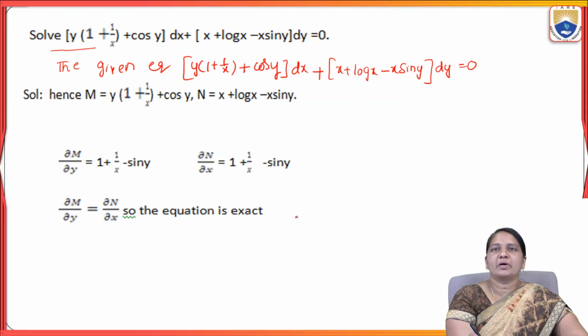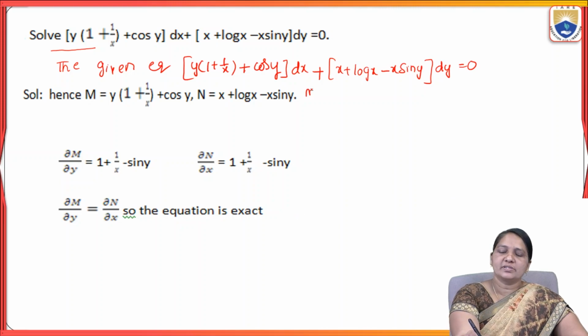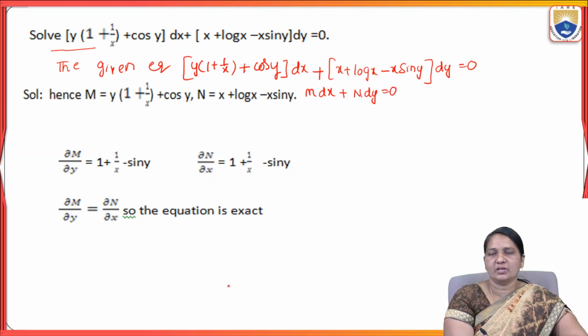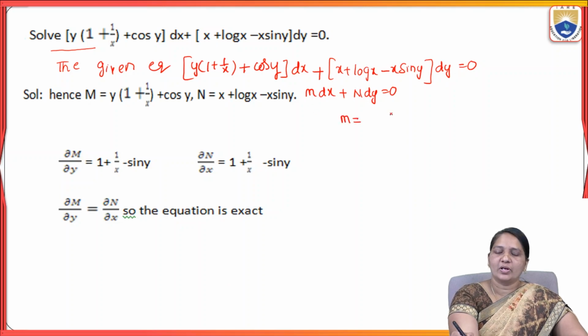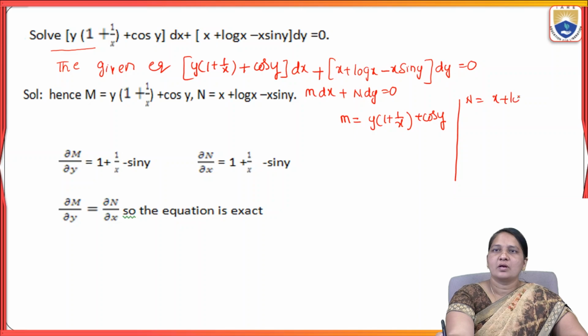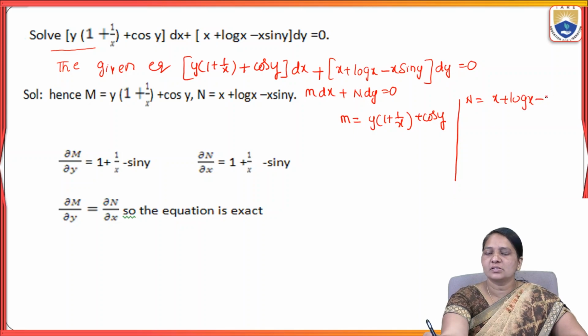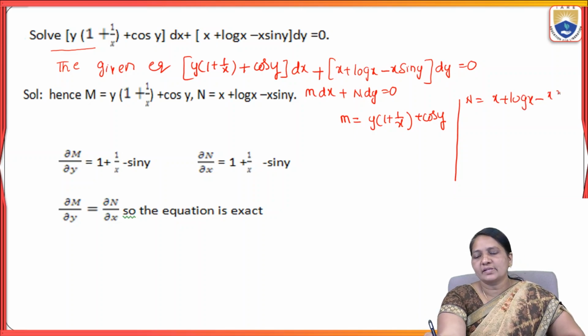Now we are going to compare with the general form, that is m dx plus n dy equal to 0. So what is the m value when you are comparing here? M value is y into 1 plus 1 by x plus cos y, and n value is x plus log x minus x sin y.